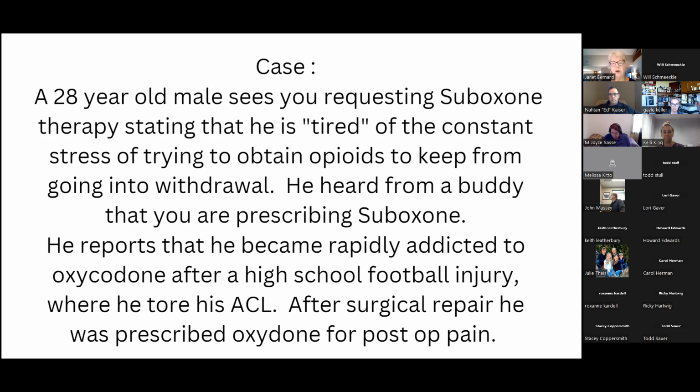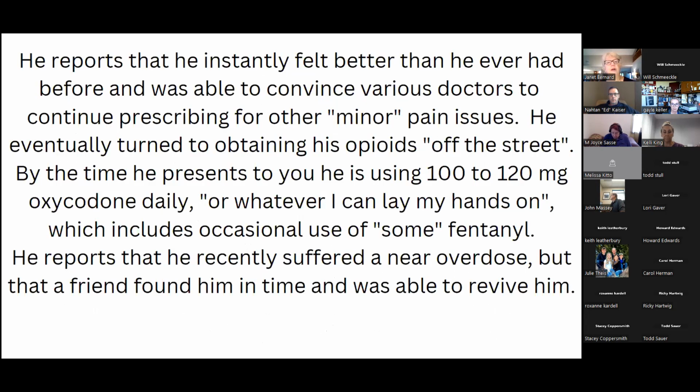After surgical repair, he was prescribed oxycodone for post-op pain. He reports that he instantly felt better than he ever had before, and he was able to convince various doctors to continue prescribing for other minor pain issues. By the time he presents, he's using 100 or so, or whatever he can lay his hands on, which includes some fentanyl. A lot of people use heroin now. It's cheaper than opioids. He reports that he recently suffered a near overdose, but a friend found him in time and was able to revive him.